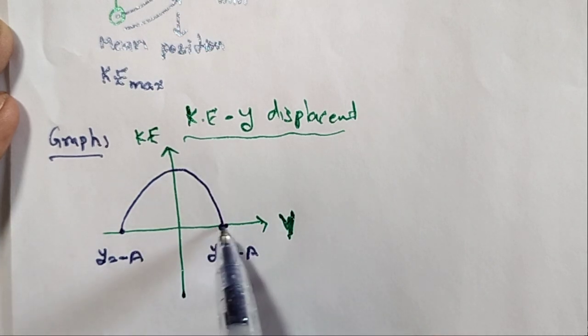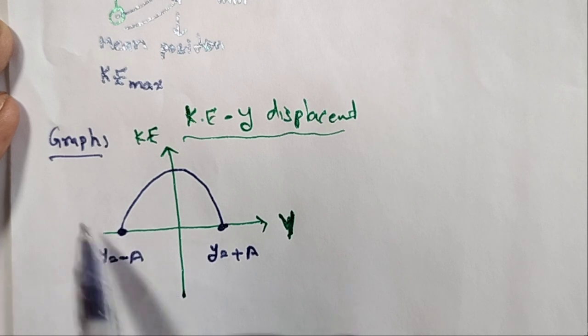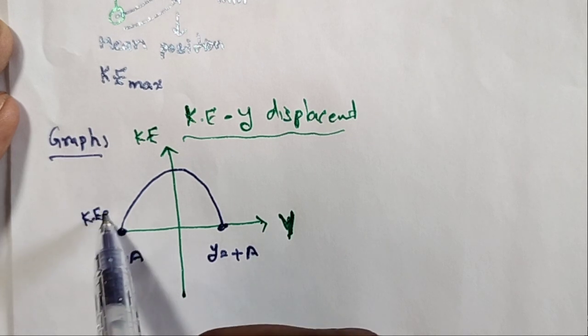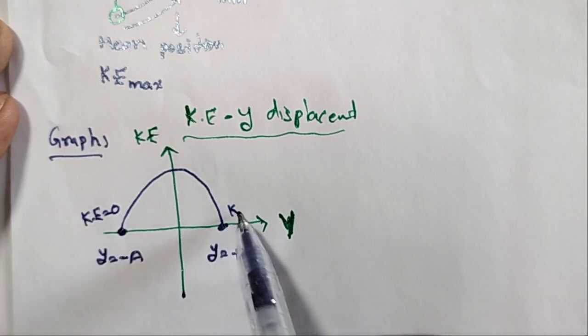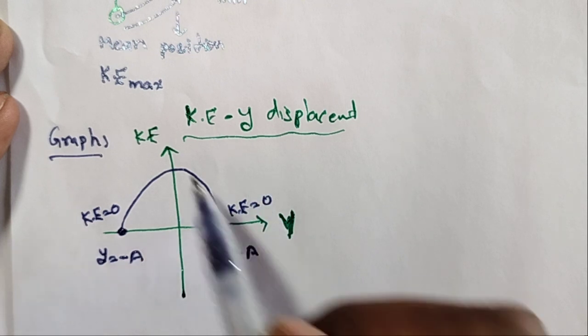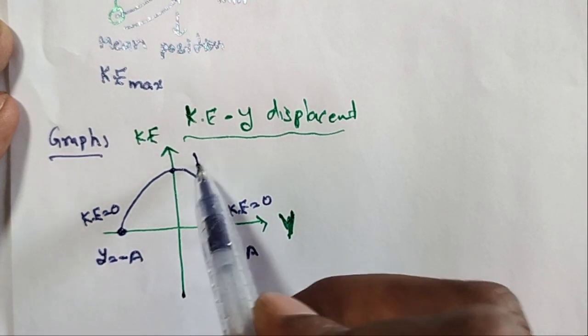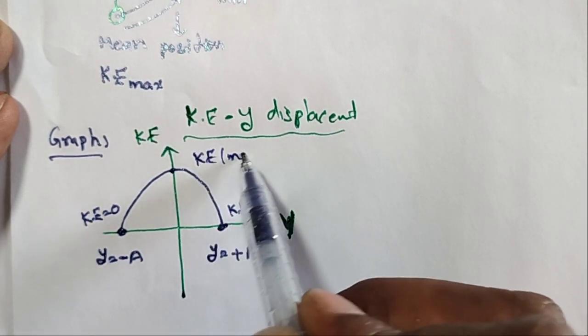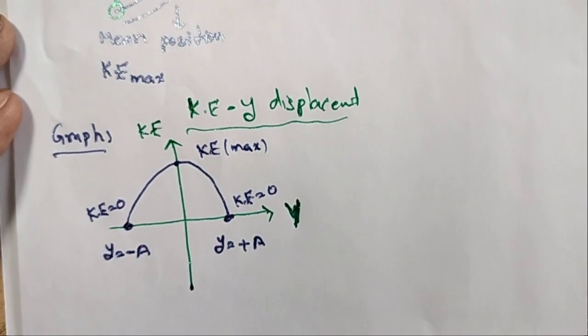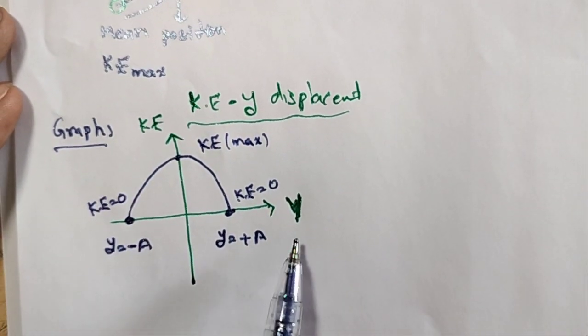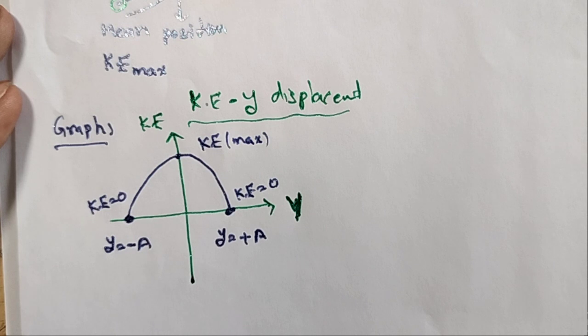At the extreme position, kinetic energy is equal to the minimum, 0. At this extreme position, kinetic energy is 0, but at the mean position, kinetic energy is maximum. This is a graph of kinetic energy and displacement, where y is equal to 0.